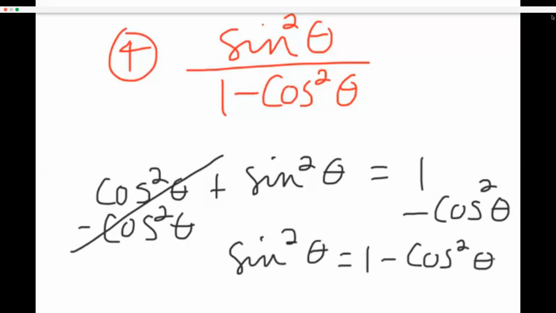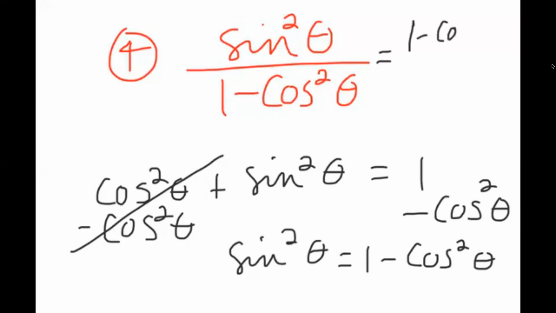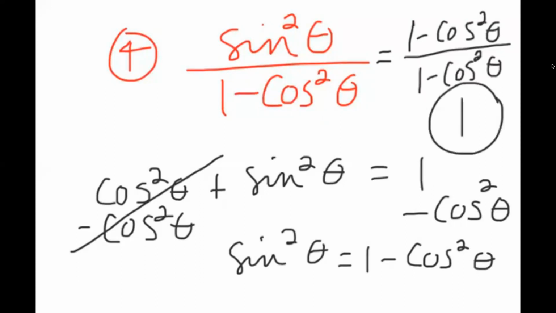And what do you notice is in the denominator, guys? 1 minus cosine squared theta. Now we're on to something. You see what I'm saying? Now you're onto something. So now you're going to go ahead and do that substitution for sine squared theta, which is 1 minus cosine squared theta, okay? And then simplify it. What do you get? 1. And that's it, guys.